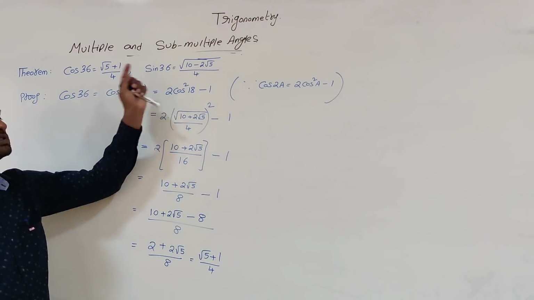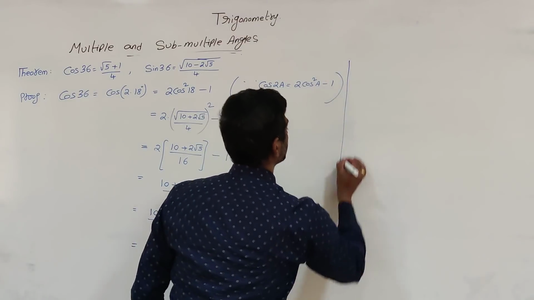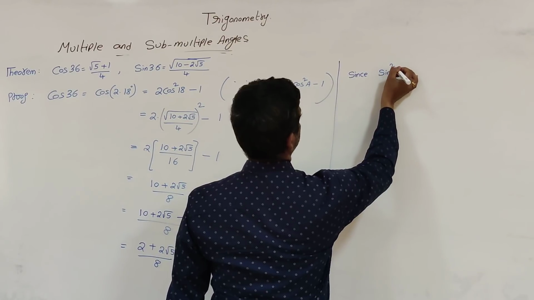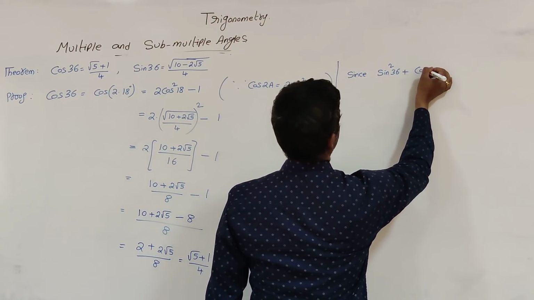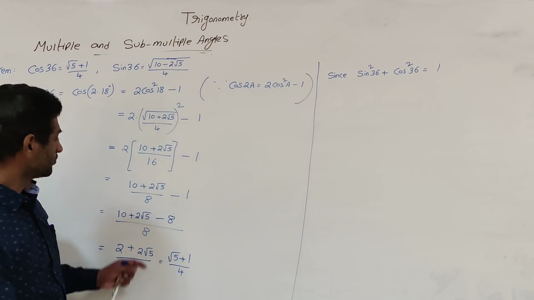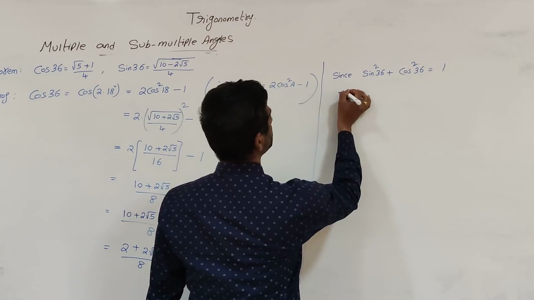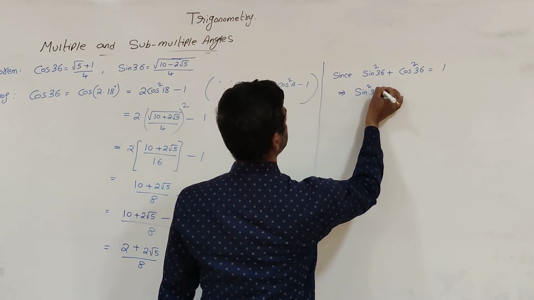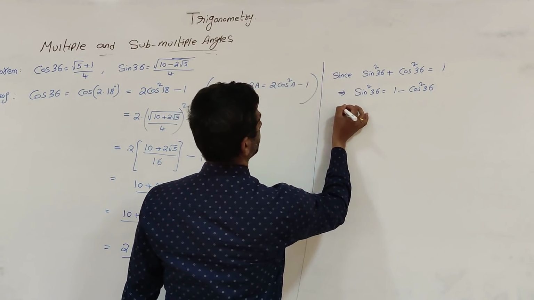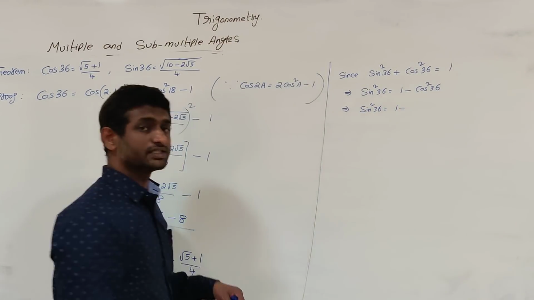Now we have to prove what sin 36 is. Again, from the identity, since sin square 36 plus cos square 36 is equal to 1. It is always 1. What is cos 36? (Root 5 plus 1) by 4. So from this, sin square 36 can be written as 1 minus cos square 36. So sin square 36 is equal to 1 minus cos 36 whole square.